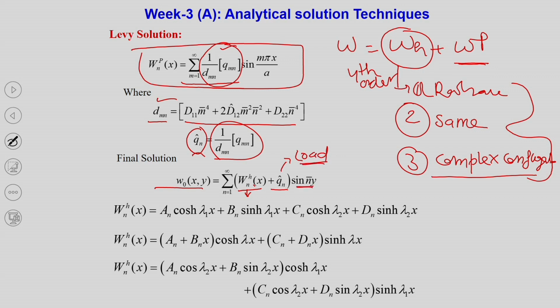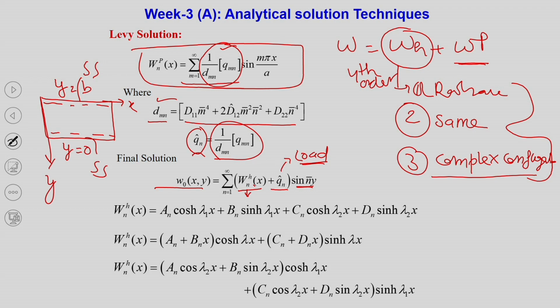Along the y direction we have chosen our geometry such that this was x, this was y, and y equal to 0 and y equal to b were simply supported. Generally the simply supported symbol is dashes in some books, or just s's. So x equal to 0 and x equal to a can have any support conditions.